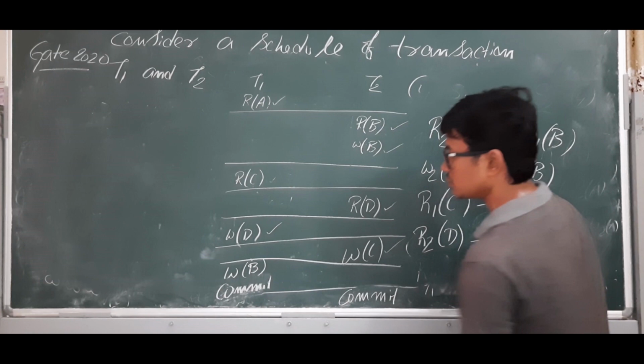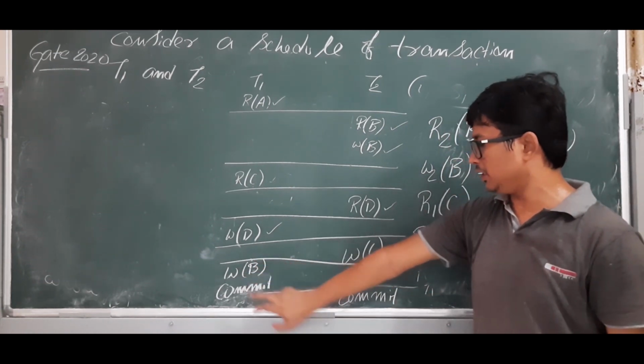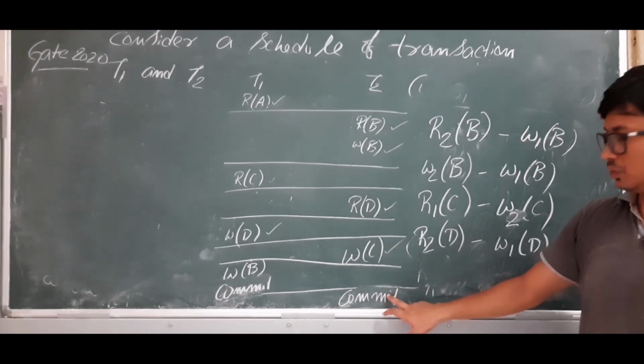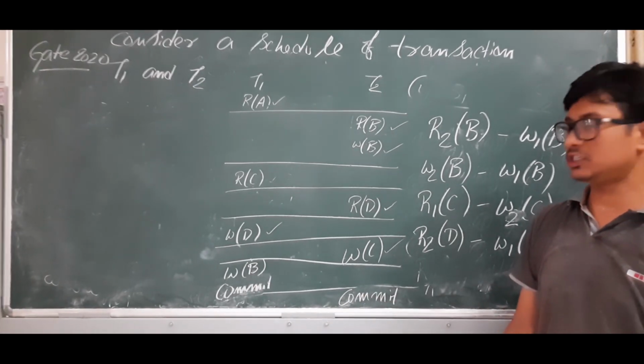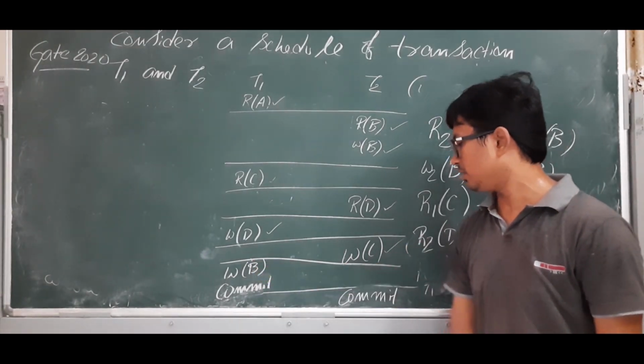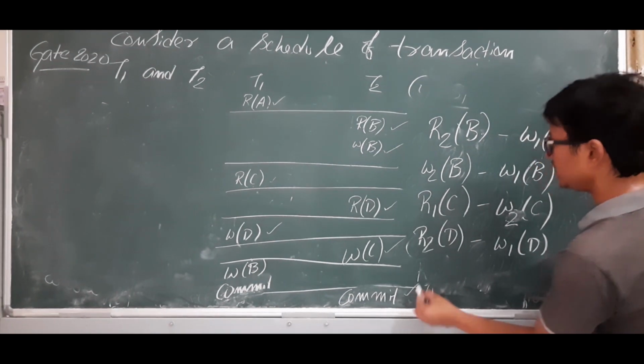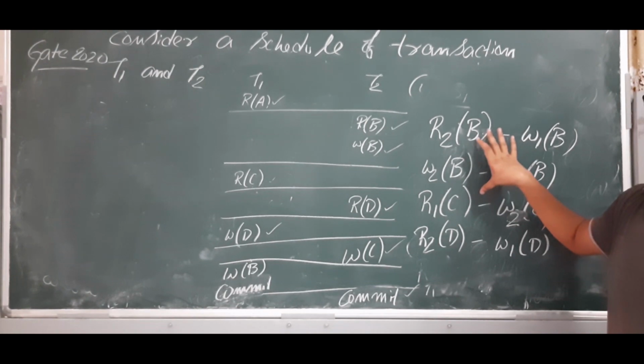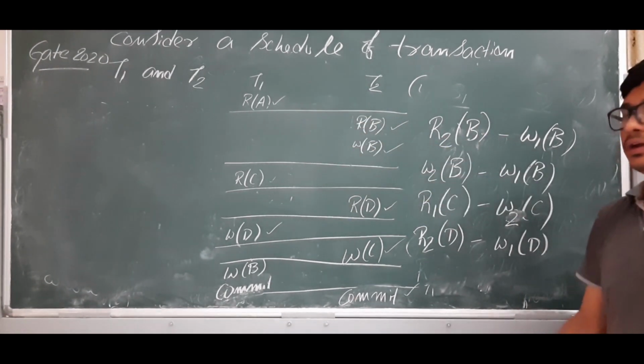So we will check this one. After this write B operation, what operations are performed in transaction 2? If you see, only the commit operation is performed, so it is not a conflict operation. So we have found that there are 4 possible conflict operations in the schedule S1.